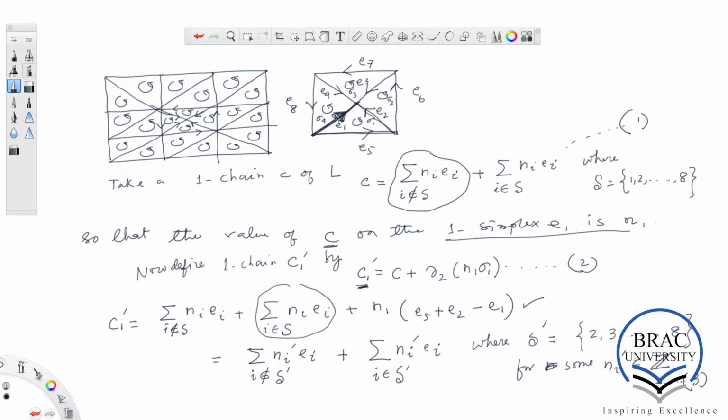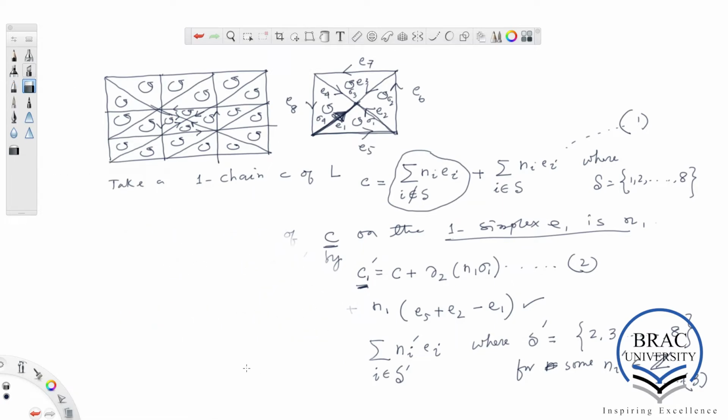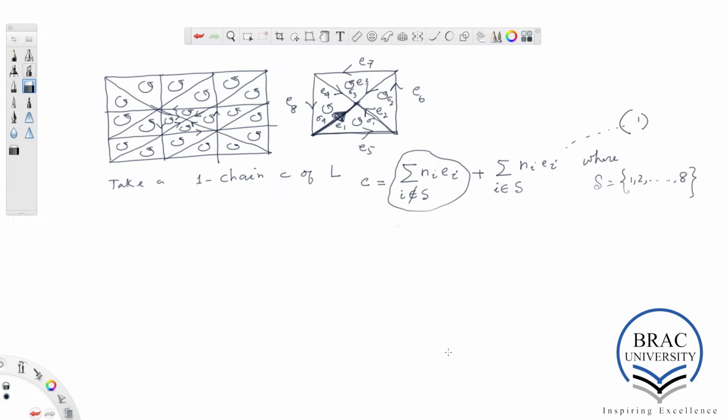In other words, by redefining the one chain, you push it off the edge E1. Okay, so we have seen this technique earlier in the first part of the course of algebraic topology. So this is not something new, we have done it before. So now we are going to push it off the edge E2. How do we do this? So let me erase this writing here, the bottom part.